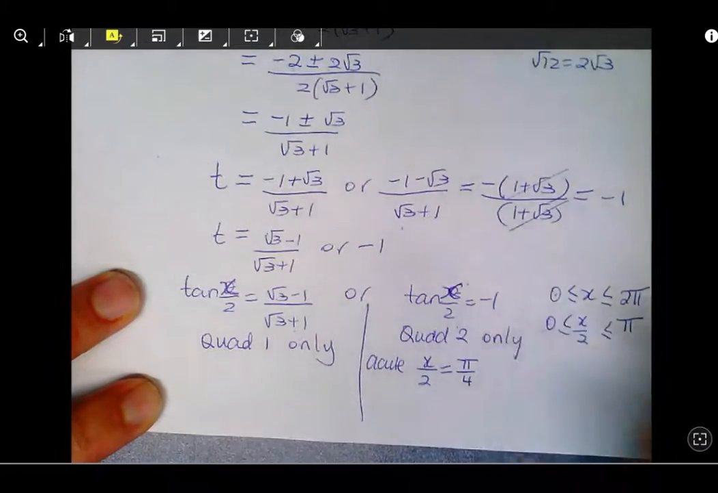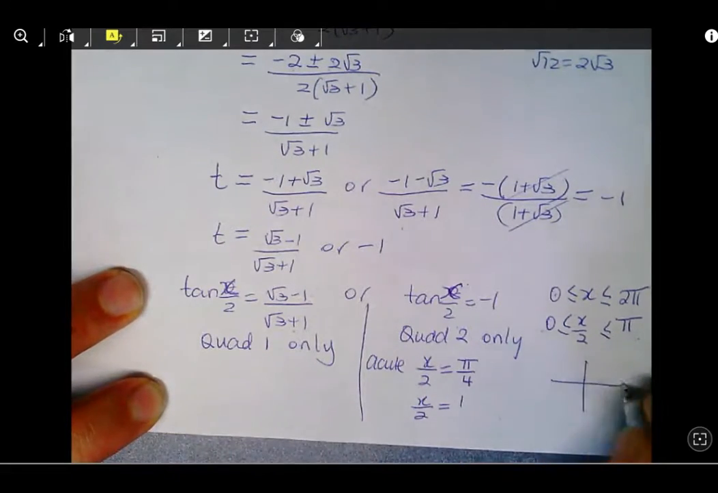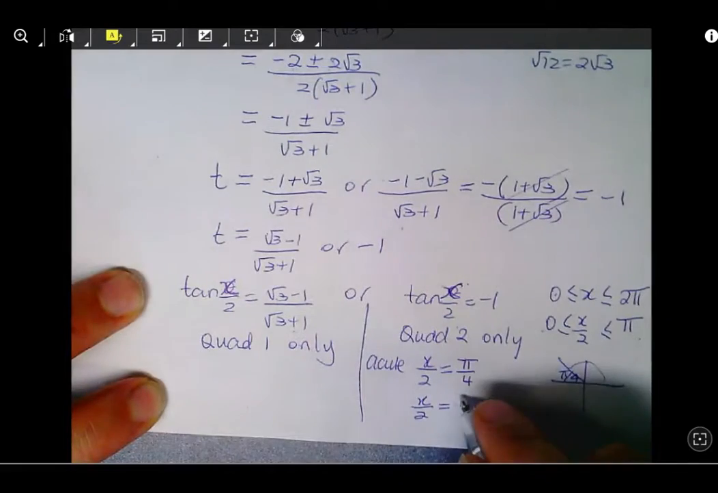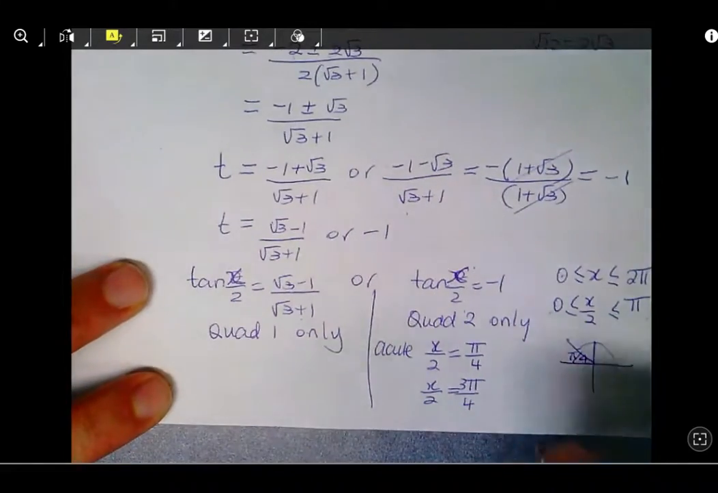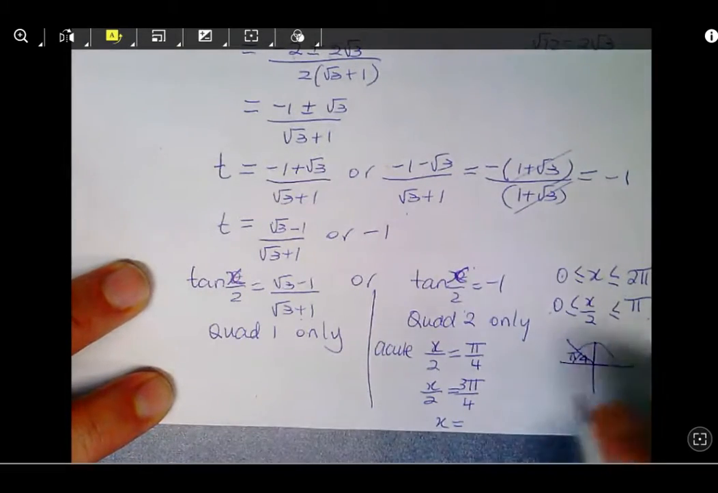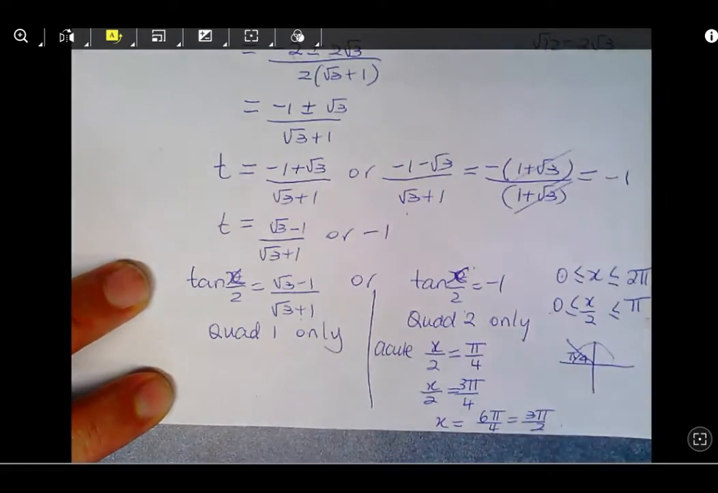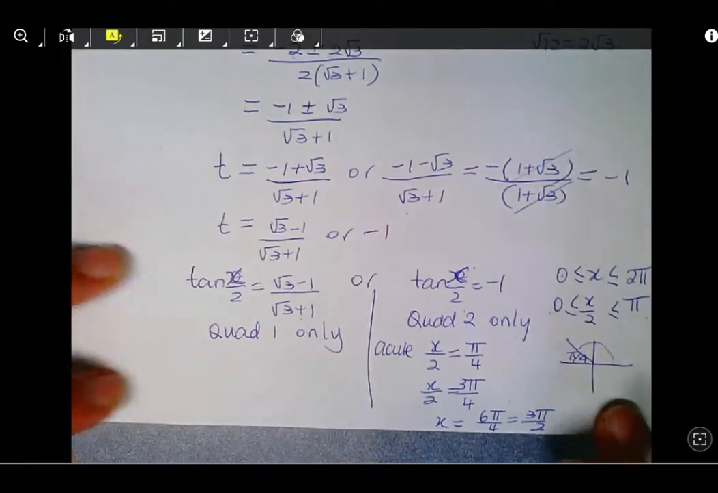So remember, we're trying to do quadrant 2. So therefore, x on 2, quadrant 2 is 180 minus, or pi minus. I can draw it, pi on 4. If that's pi on 4, then that's 3 pi on 4. So it's 3 pi on 4 is what x on 2 is. So therefore, x is multiplying by 2 on the other side. You get 6 pi on 4, which is 3 pi on 2, and we know that that was our solution when we did this question before.